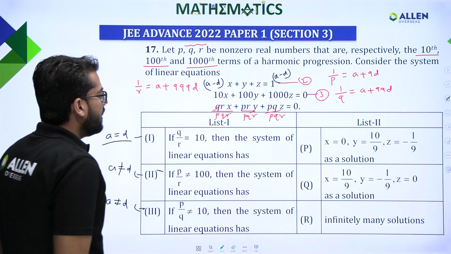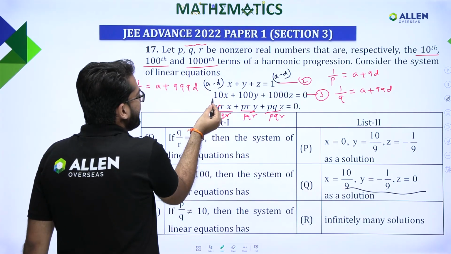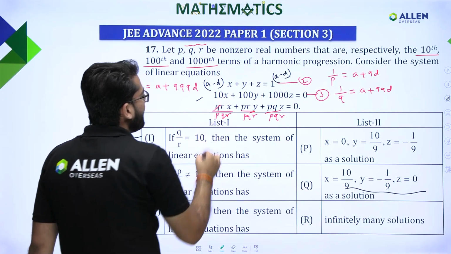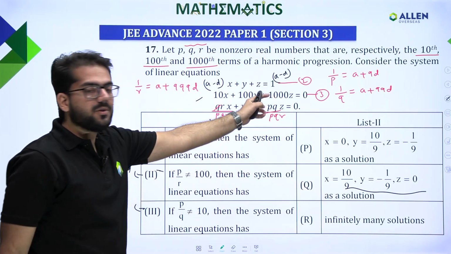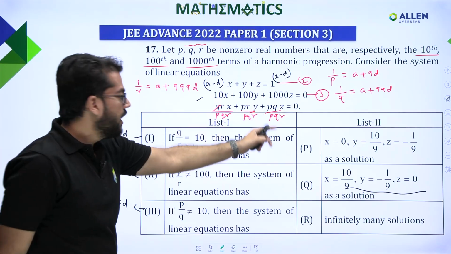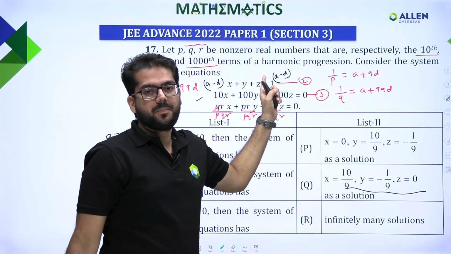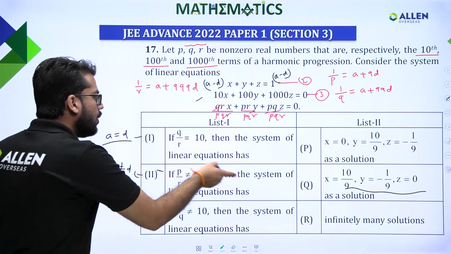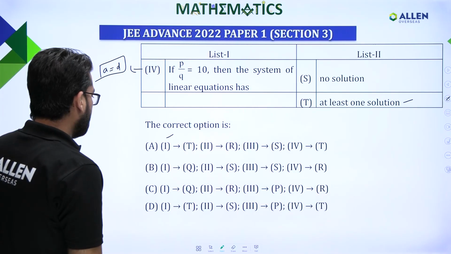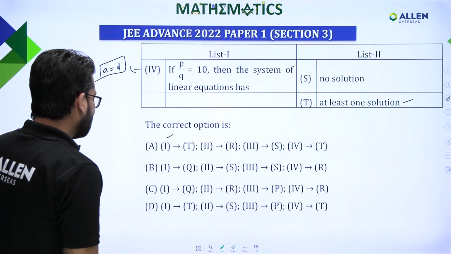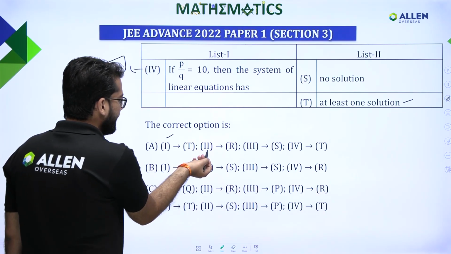You can check 10 by 9 minus 1 by 9, z is equal to 0. When we are going to satisfy here, again you will get the answer, or you can say like this, definitely satisfy this equation, right? So this also will become the solution of this equation, right? So again, q also the correct one. So both the correct one, right? Now what about t? Now q also correct one. Now think about the second.